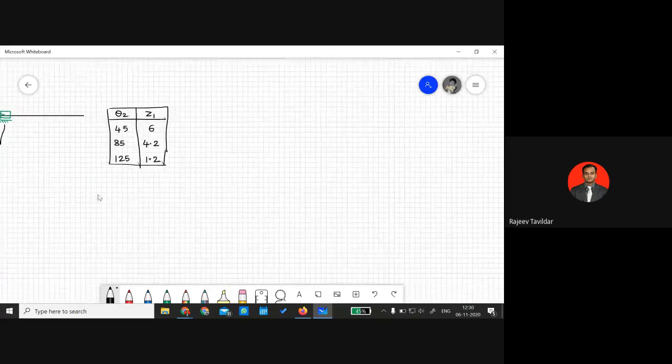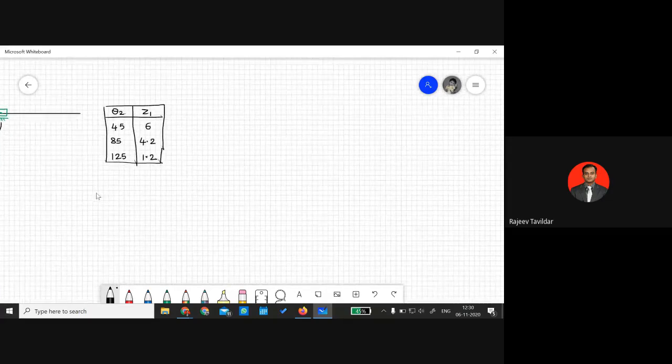So once you get this table clear, then I can use the Freudenstein's equation, which is Z1 square equal to Z1 K1 cos of theta 2 plus K2 sine of theta 2 plus K3. I'll just write down the first equation. Similarly, you can write down three equations.